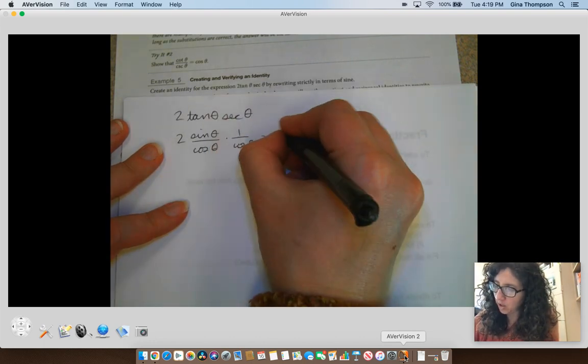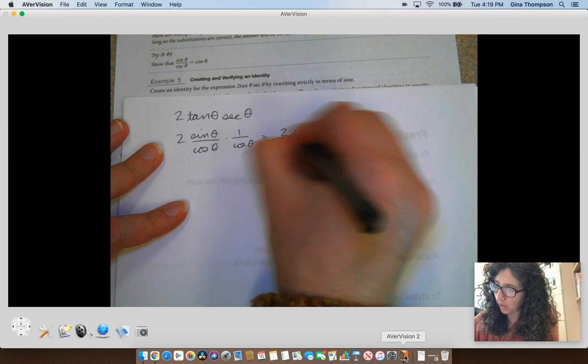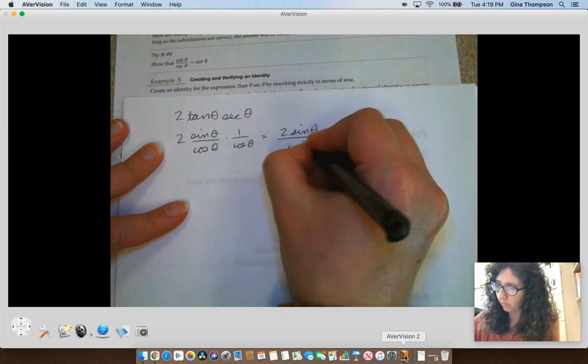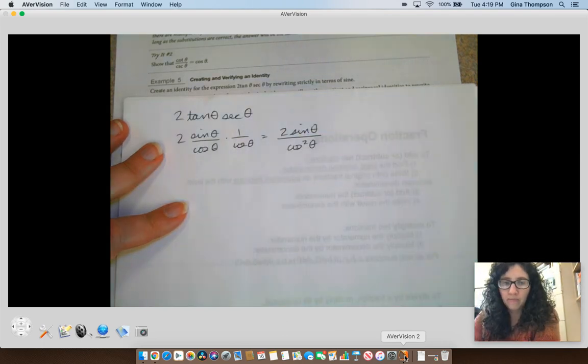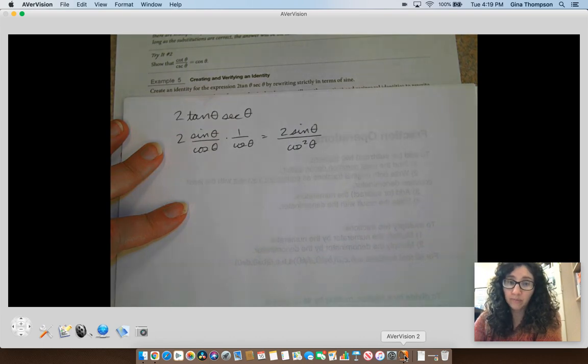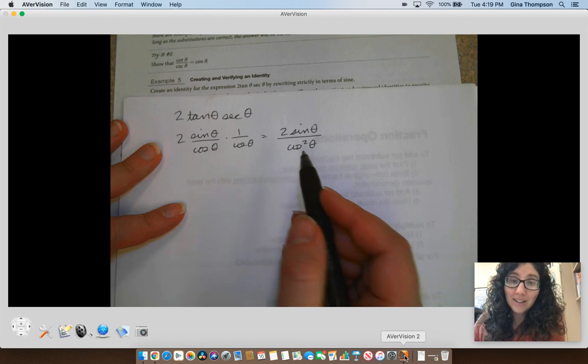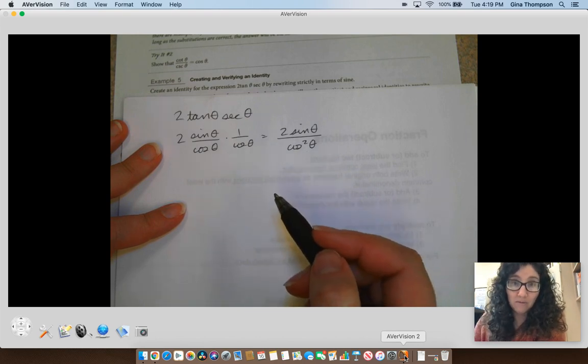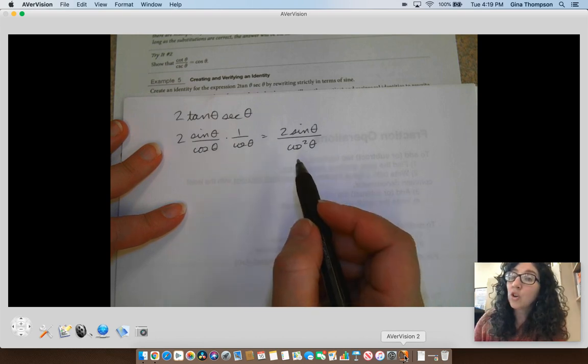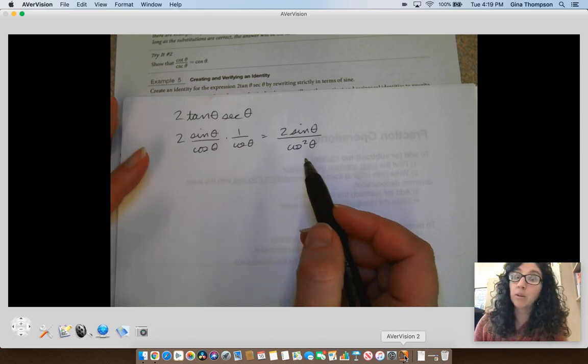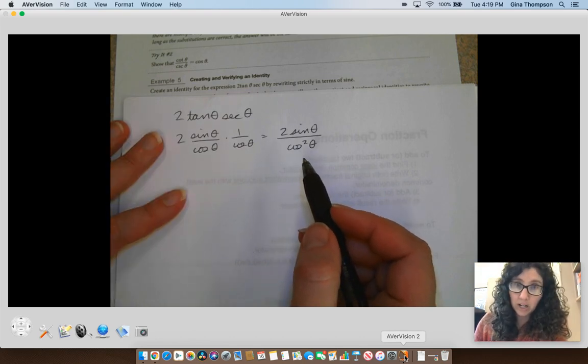Okay, so I want just sine terms, but here's what I got. I have sines and cosines, but I have a cosine squared. Here's a hint. Anytime there's a squared trig function, chances are good, not 100%, but close, that you're going to use a Pythagorean identity.